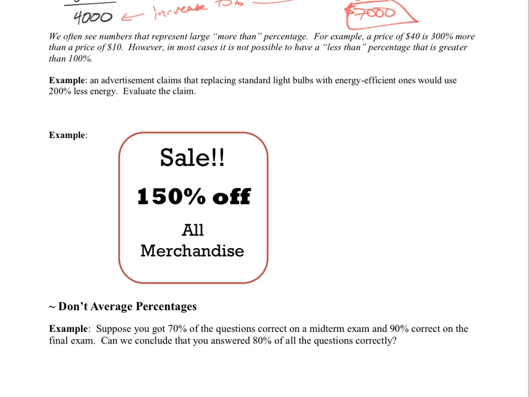So a very quick example of an abuse of this would be an advertisement that claims that replacing standard light bulbs with energy efficient ones would use 200% less energy. And that is impossible. You can't use less than 100%. So this is just a big fat no. 100% would be no energy. You can't use less than 100%.